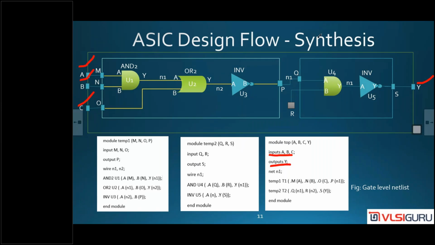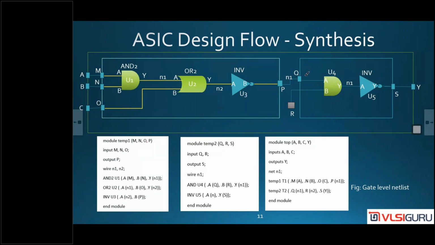So what is net N1? It's an intermediate net. You can see this net connecting from one block to another block. Now temp T1. Temp T1 is nothing but this module I am calling here, right? What is temp T1? This is the module name, the first block module name. For the first block, what are the inputs for temp 1? M and O P. For M, what is the input we are passing?